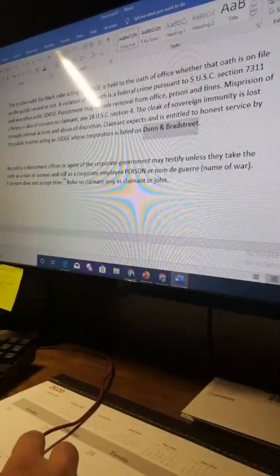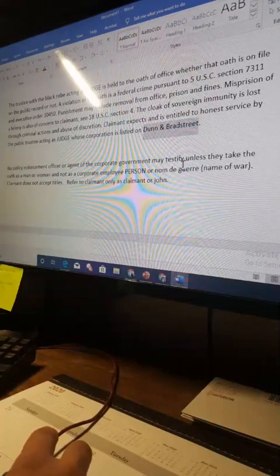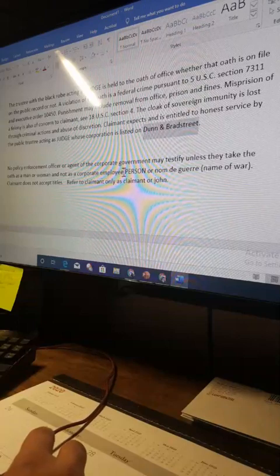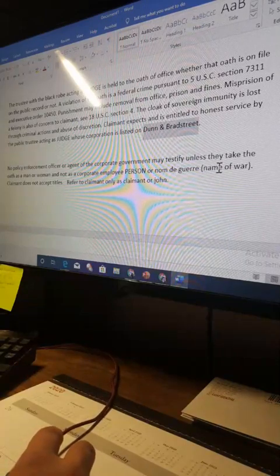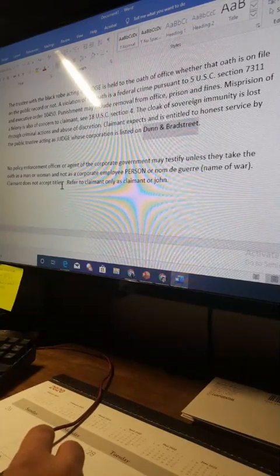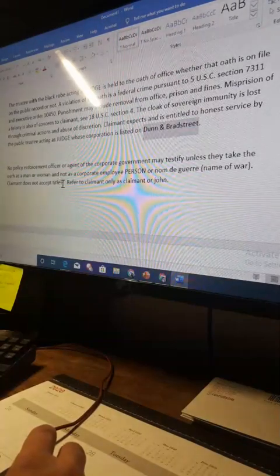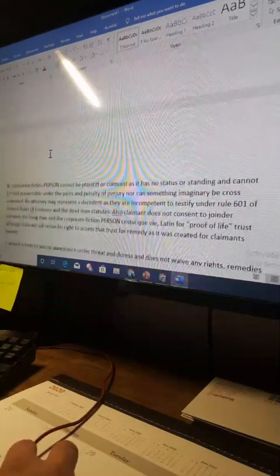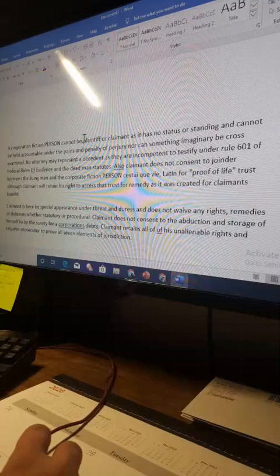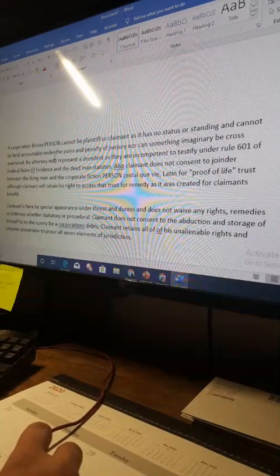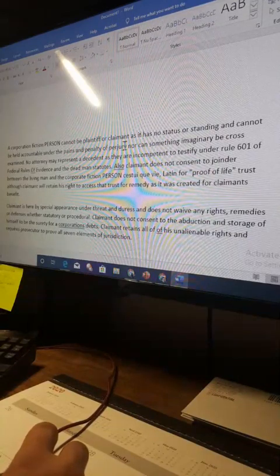No policy enforcement officer or agent of a corporate government may testify unless they take oath as a man or a woman and not as a corporate employee, person, or nom de guerre, name of war, because the United States, North American continent, is a battlefield, ladies and gentlemen. And claimant does not accept titles. Refer to claimant only as claimant or John. A corporation fiction person cannot be plaintiff or claimant, as it has no status or standing and cannot be held accountable under the pains and penalties of perjury.